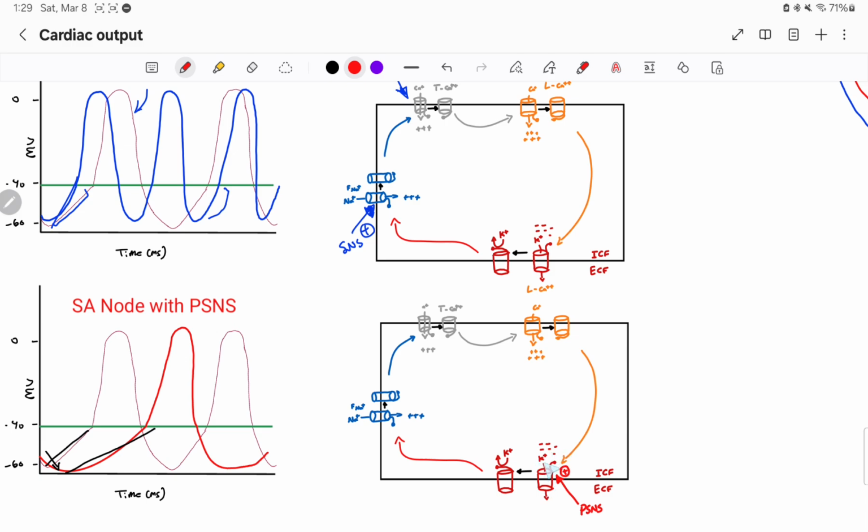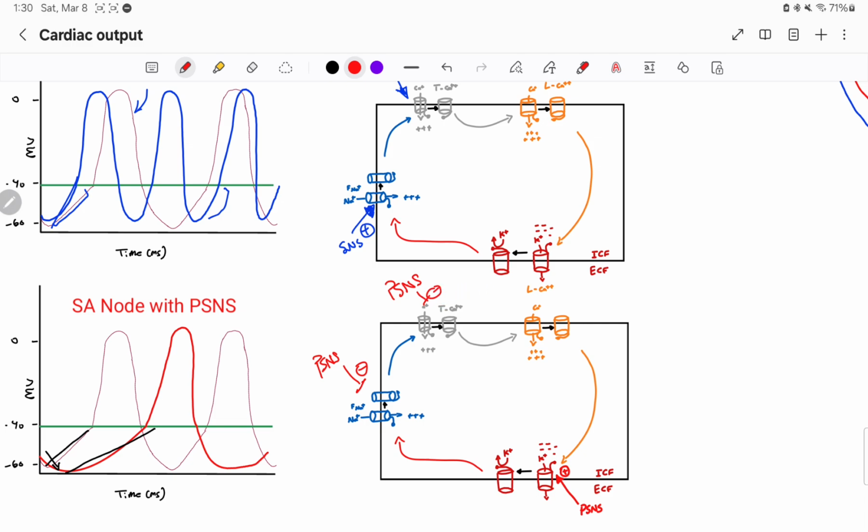Why does it go out the cell? Because it's following its concentration gradient, okay? Again, if you need a refresher, go back and watch the previous SA node video. Now, that's why it's doing that. What else is this guy going to act on? Well, you know, the sympathetic nervous system was upregulating these guys. Guess what the parasympathetic nervous system is going to do? It is going to come here and downregulate the activity of both of these guys. Okay, it'll come and downregulate the activity of both of these guys.